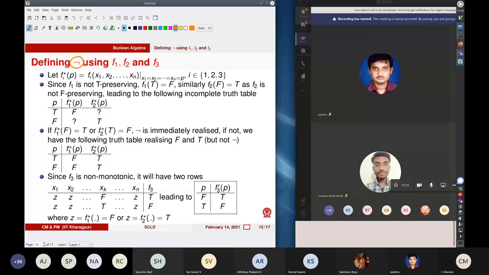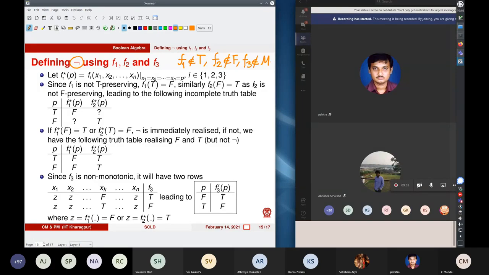So just to recollect, what is F1? Can someone tell me what kind of function is F1? F1 is not truth preserving, which is important: it doesn't belong to T. F2 is not false preserving, it doesn't belong to F. And F3 is not a monotonic function.